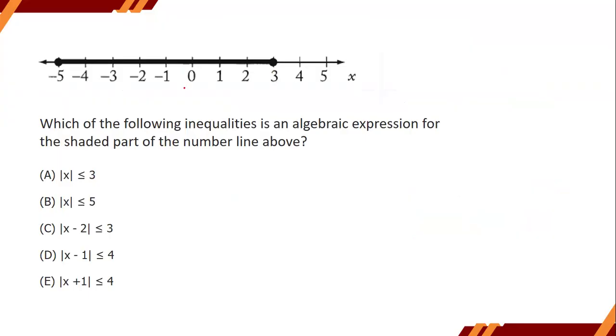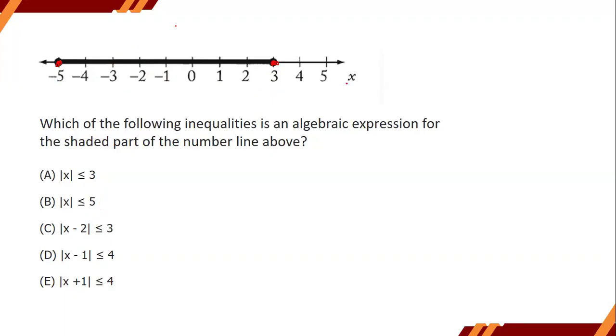So we have a number line, and there is a shaded part on this number line, from -5 to 3. And -5 is also included in the shaded part, and 3 is also included, right? Now let's read the question and understand this. Which of the following inequalities is an algebraic expression for the shaded part of the number line above? So the question is asking which of these inequalities is the algebraic expression for the shaded part.